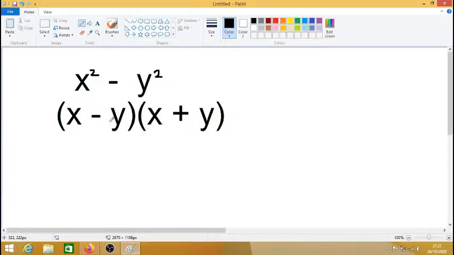And if you weren't sure, you could check this by just expanding it out. So we've got x times x, which is x squared. This is just to make sure that you've got it right. With a bit of practice you won't need to even check, you'll just know the answer straight away. Then you've got x times y, which is xy.